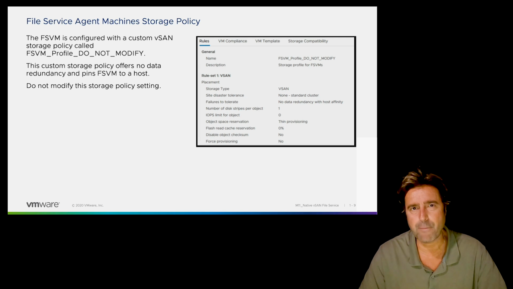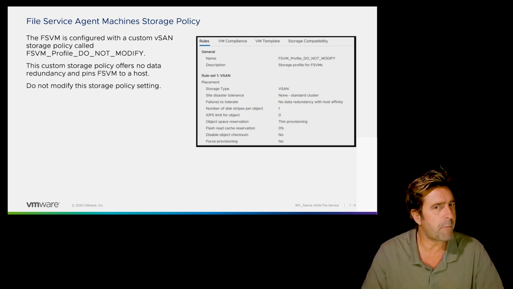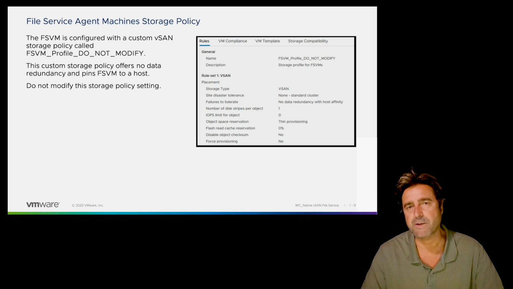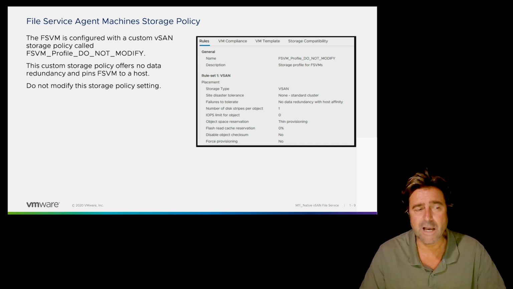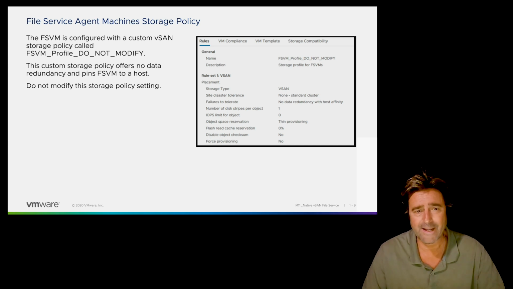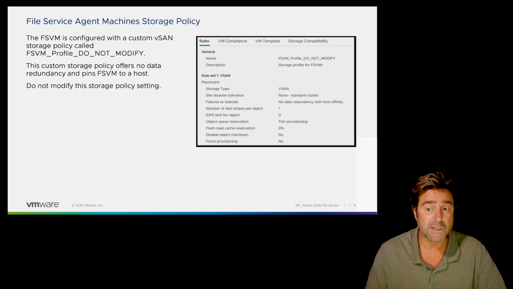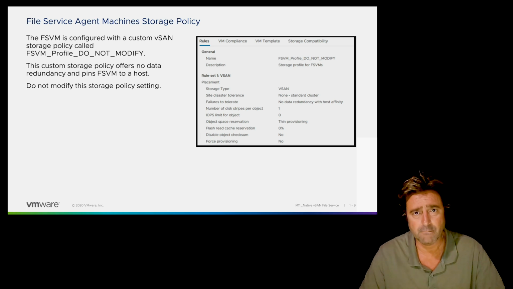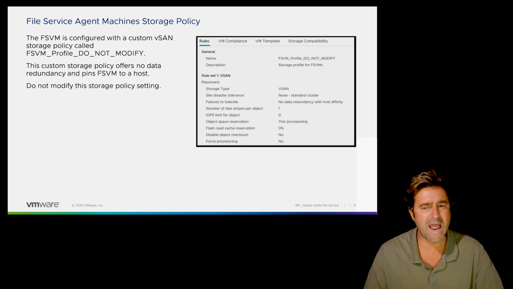When you look at this particular page, if you take a look at the policy that is being used by these appliances, this particular set of appliances uses a policy called FSVM_profile_do not modify. You don't want to change that particular policy. And notice that policy says this appliance is not going to be redundant. So in a nutshell, it's going to be RAID 0. It's not going to be striped, so number of disk stripes is 1. It's not going to have an IOPS limit. And this appliance will not ever migrate elsewhere.